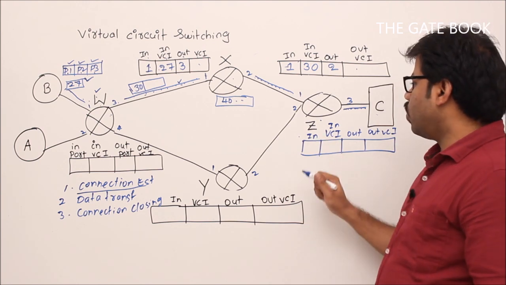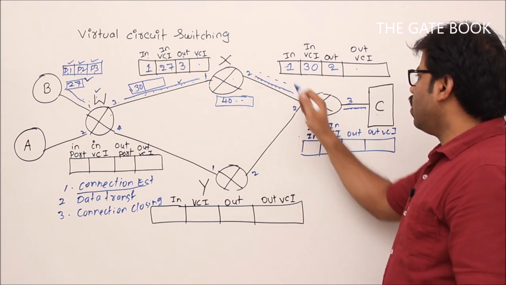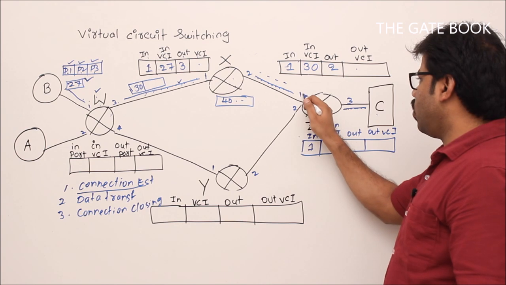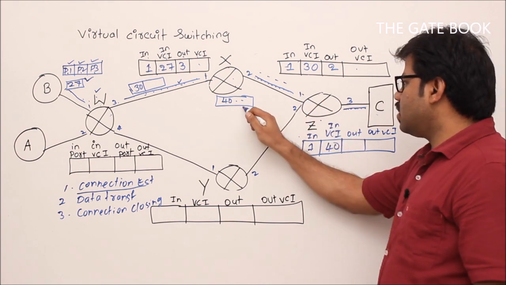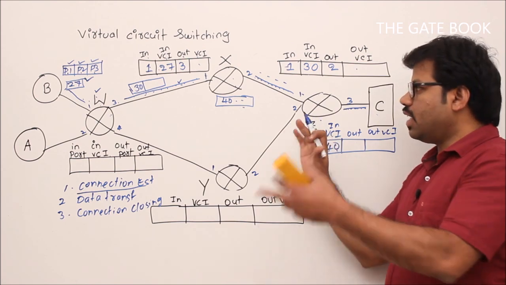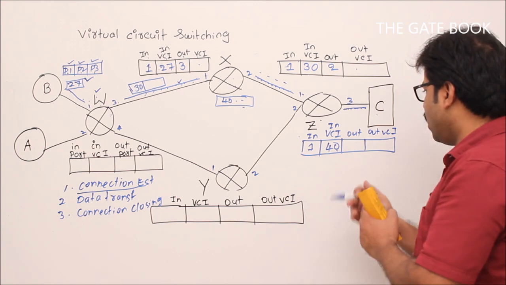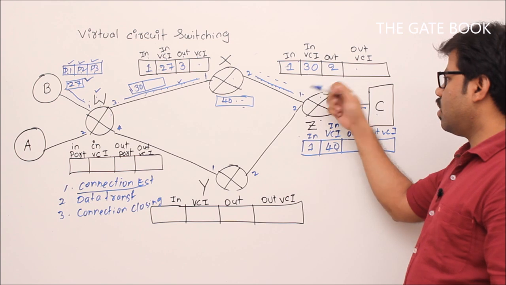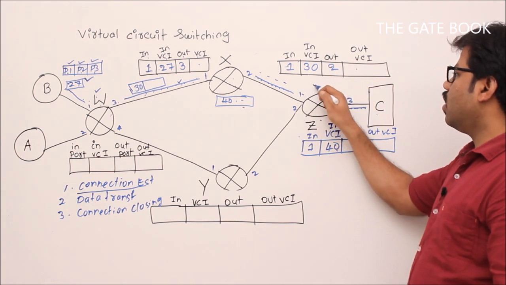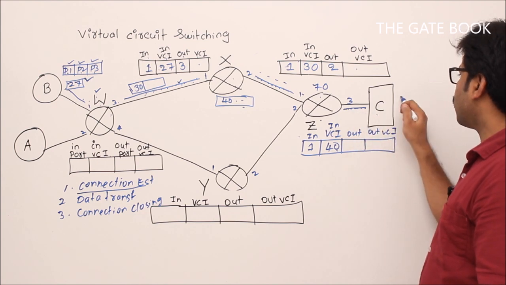So the incoming port through which this data came, let's say, is port number 1. The incoming VCI is 40, so if he opens this data, he will see 40. This entire communication takes place in the process of connection establishment. Now for outgoing, this router is going to generate a unique identification number. Let's call it 70. So he will send 70 to C.